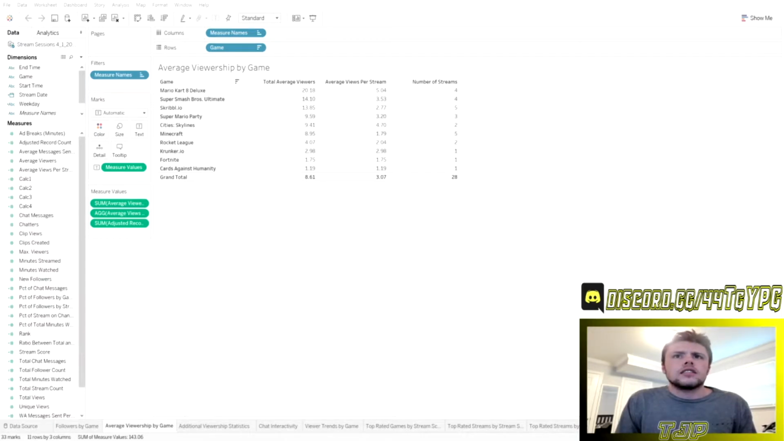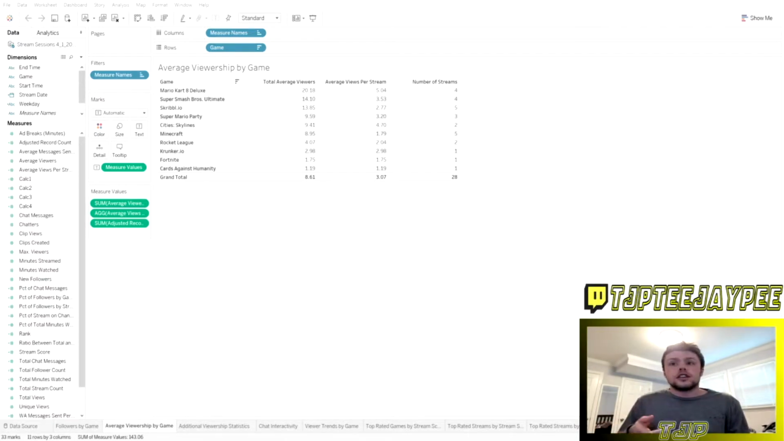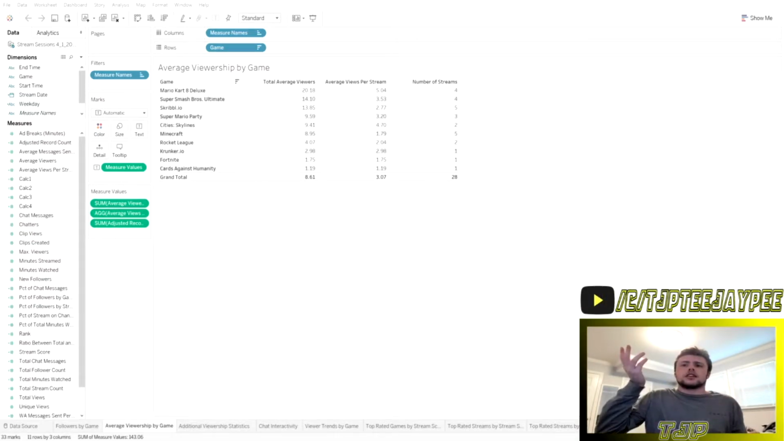Then I have City Skylines at 4.70, but I only have it on 2 streams. So of course that could be kind of skewed depending on the amount of times you stream the game, because your stream might have done so well this time, but then the other one's down here, so then it's balanced down the middle. So that's something to keep track of.